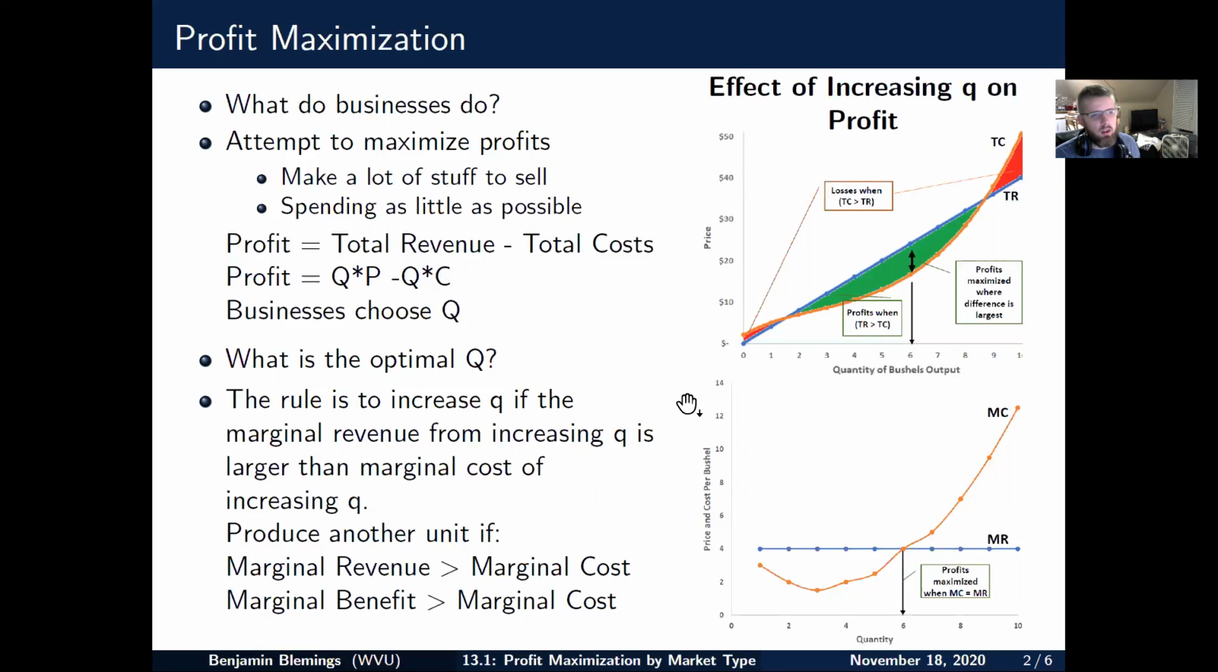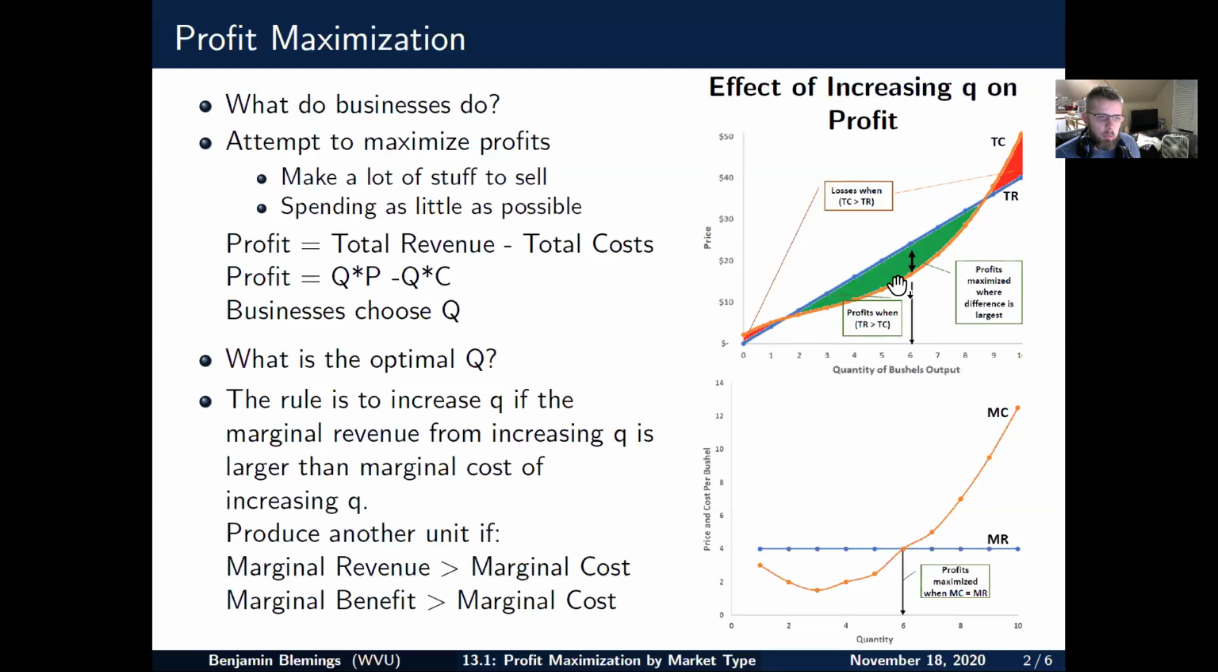And so I've encoded those into these two graphs that I've made here. And this first graph on the top shows quantity on the x-axis and price on the y-axis. And the orange line is total cost, and the blue line is total revenue. And so when you see this total cost greater than total revenue, this Q times C is greater than this Q times P, profit is negative, and that's this red, and that's bad. We don't like losses.